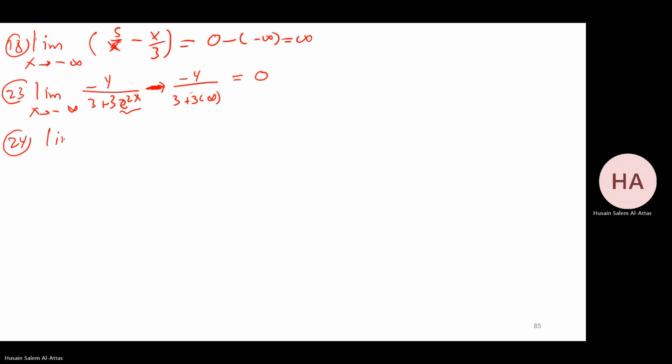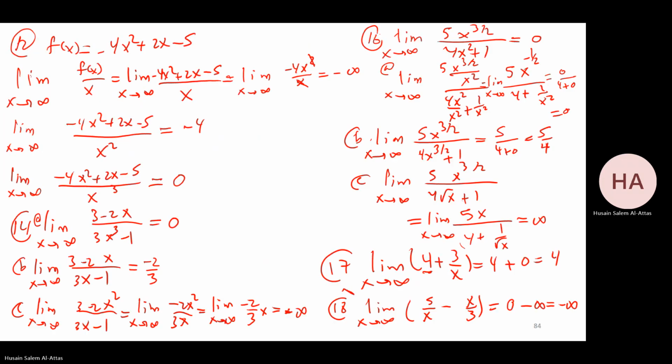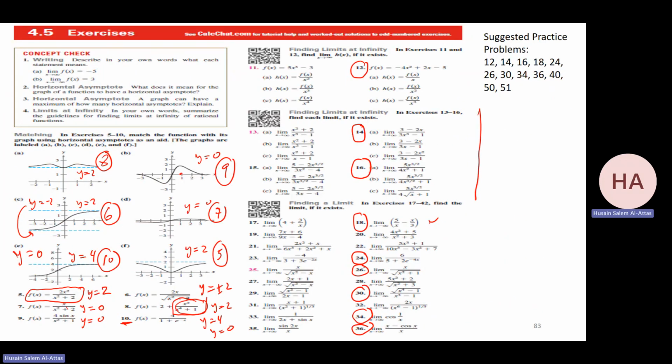Limit as x goes to infinity of 6 over 5 plus 2 e to the minus 4x. So if I plug infinity here, I have e to the minus infinity, which is 0. So that will be 6 over 5 plus 2 times 0, which is 6 over 5. Okay. I'm doing these problems.